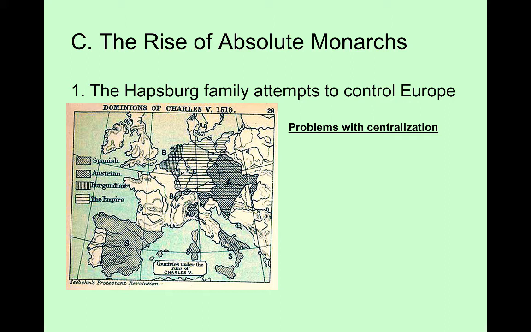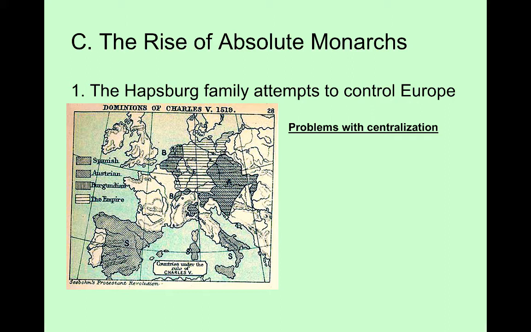So, our first example of absolute monarchs is the Habsburg family. They are going to be throughout Europe, but we're going to focus on them in the Holy Roman Empire. Not only are the Habsburgs going to have control of Spain and Austria, but they're also going to be on the throne of the Holy Roman Empire. And their goal, like Charlemagne before them, or the Roman Empire before them, is to centralize all of Europe. If they can do this, it'll dramatically change European history.